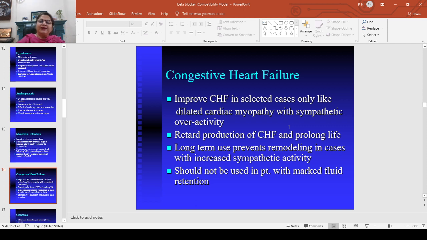Long-term use prevents remodeling in cases with increased sympathetic activity, and they should not be used in patients with marked fluid retention.